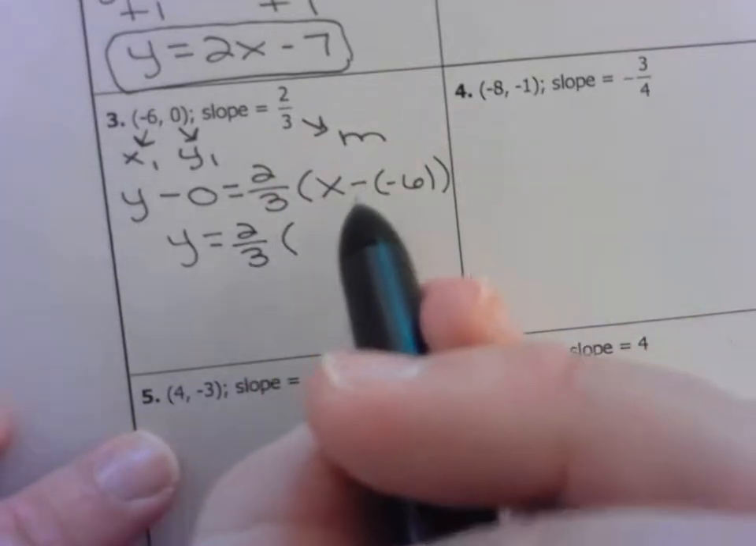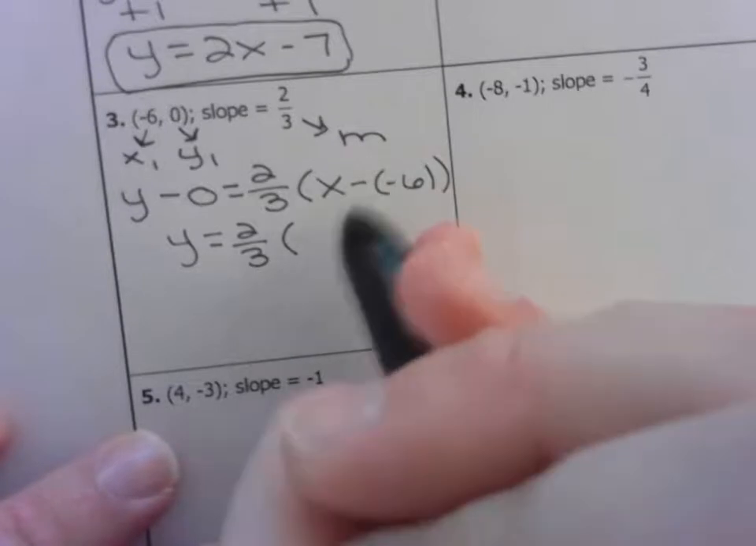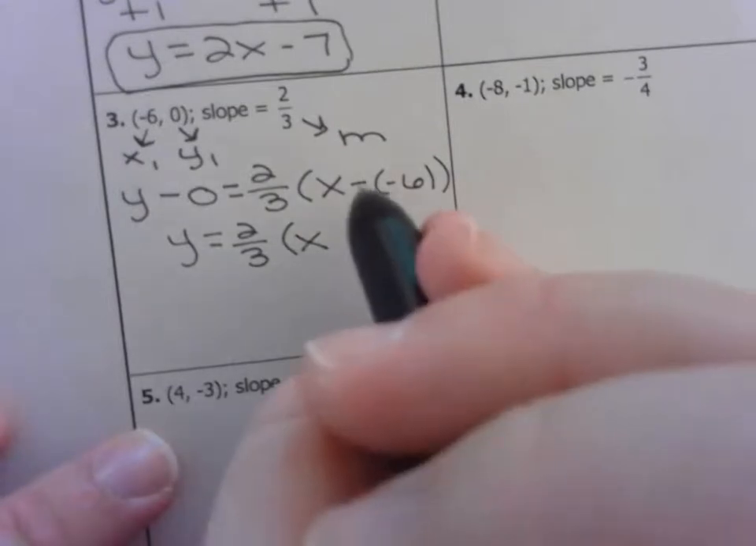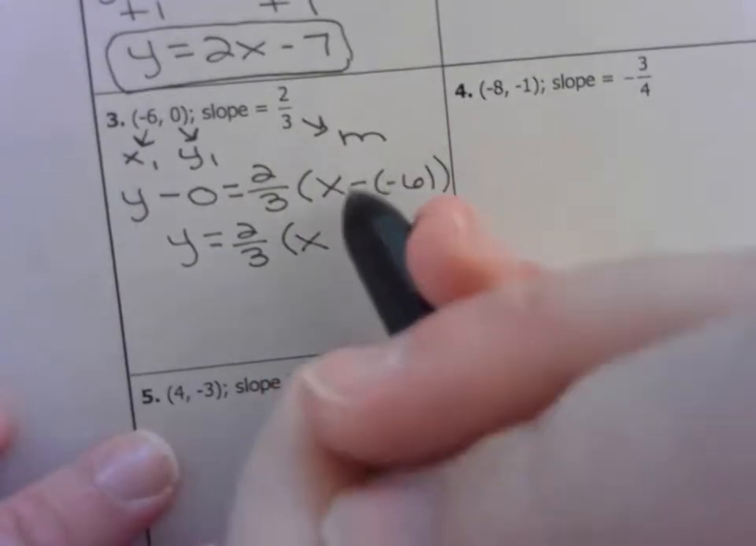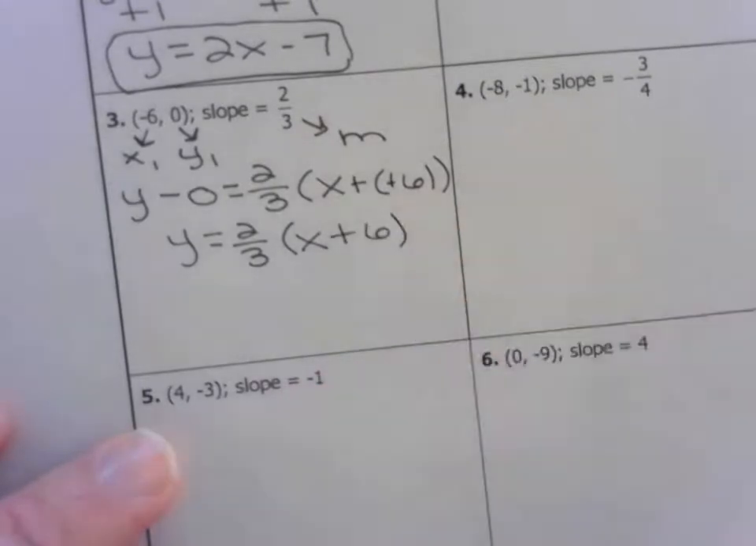What's x minus negative 6? Negative 6x? No. What's x minus negative 6? Plus, plus. Two negatives next to each other. x plus 6.